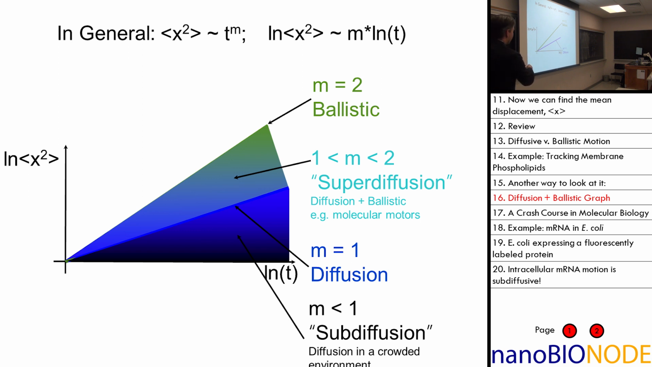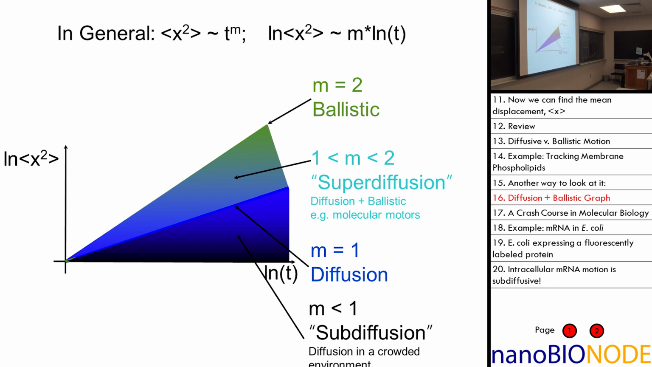If that power of time is 1, then it's diffusive. If that power of time is 2, then it's ballistic or deterministic. If you get something between 1 and 2, that's what's called superdiffusion. And what that is, is a combination of deterministic and diffusive motion.